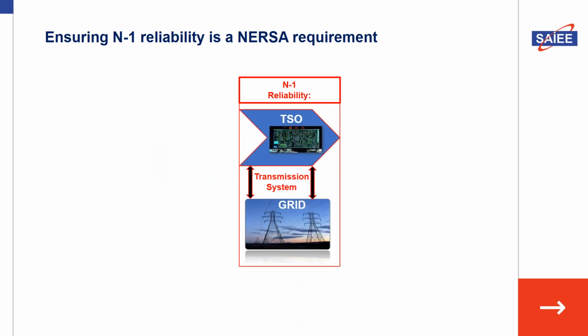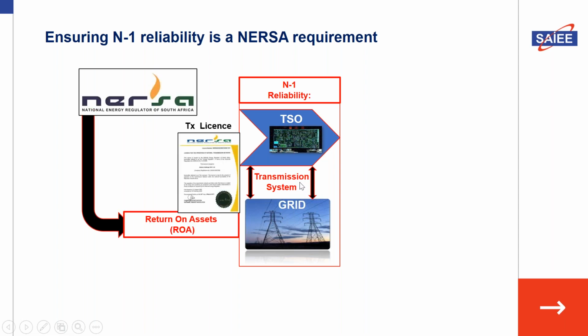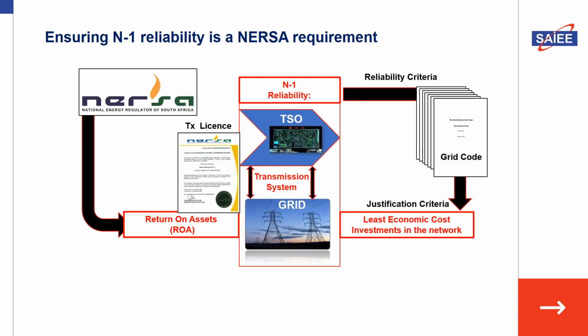Now, if you look at the reliability criteria as expected from the regulator of the country, that's NERSA, the National Energy Regulator, it calls for a reliable transmission system made up of the transmission operator as well as the grids. What NERSA does is, through the license, it allows transmission to earn a return on its assets. And how this goes about is that the grid code defines the reliability criteria and the justification criteria for transmission to make investments onto its system.